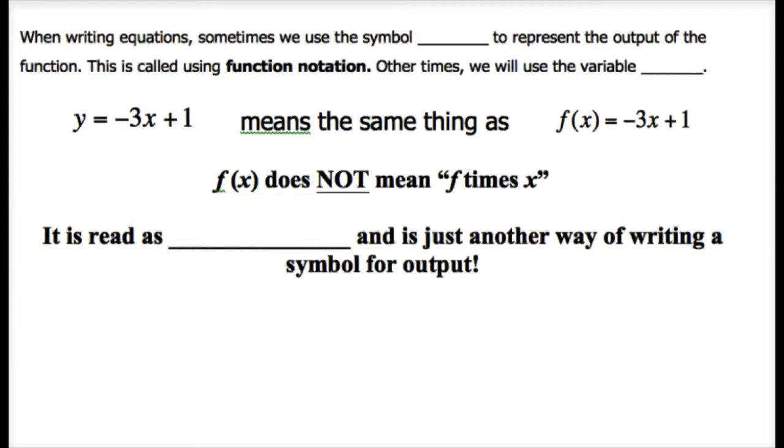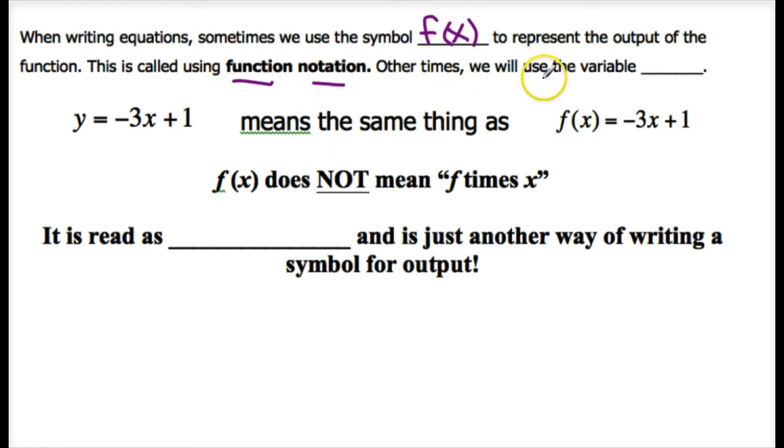Moving on to the next concept, this would be function notation. From now on, you're going to see equations oftentimes written with this symbol right here. It's going to be an f and then in parentheses an x. This symbol, first of all, does not mean f times x. It does not mean f times x. This is simply a symbol to represent the output of a function value, and we call this function notation.